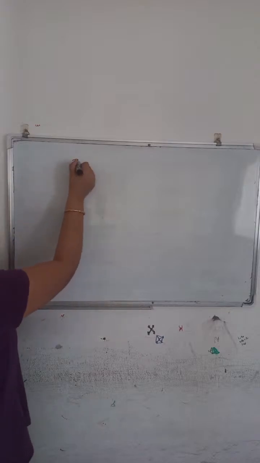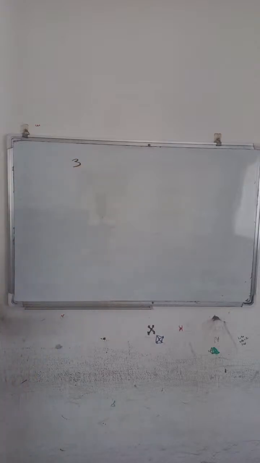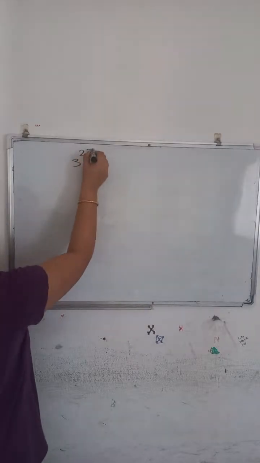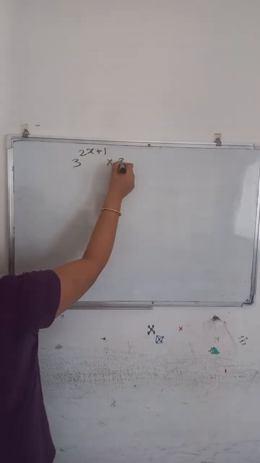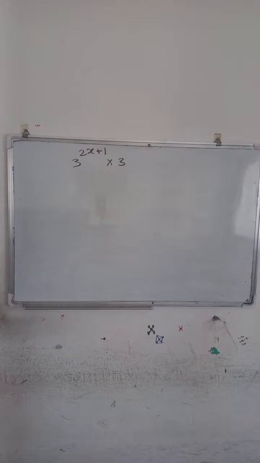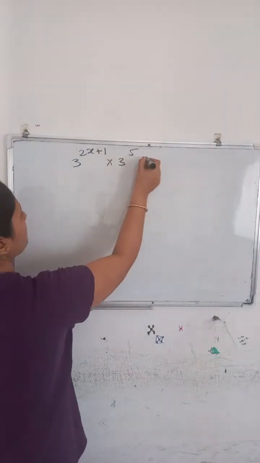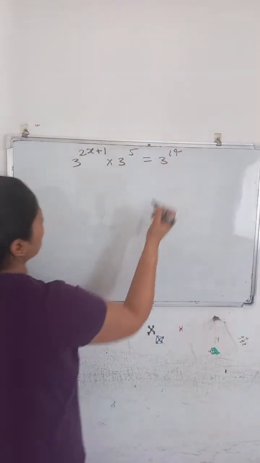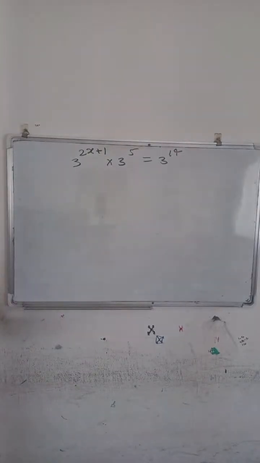Now next question. Next is find the value of x. The question is given: 3 raised to 2x plus 1 into 3 raised to 5 is equal to 3 raised to 14. This is the equation. This is a question from powers and exponents.